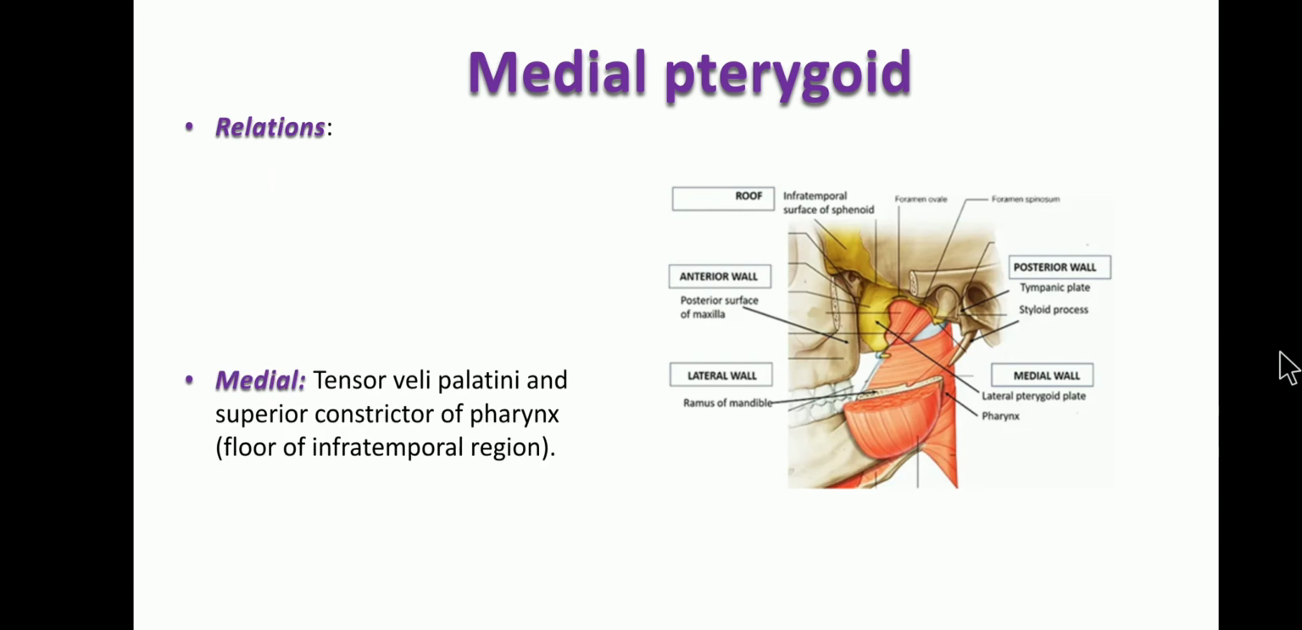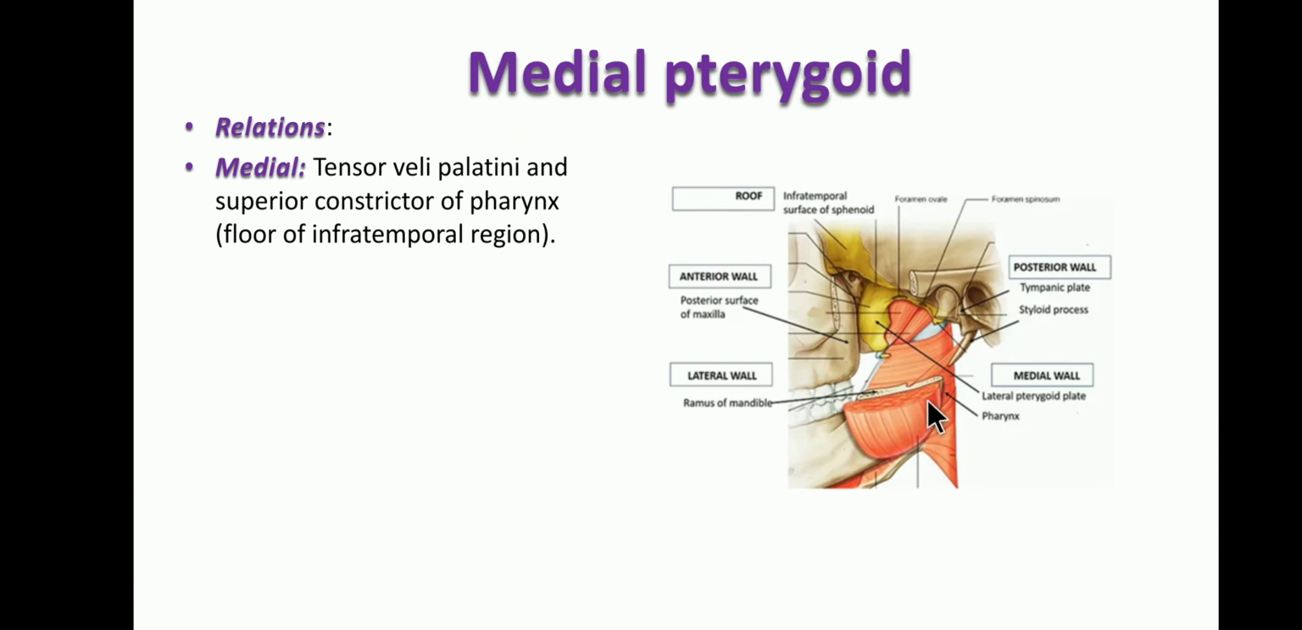First, the medial or deep relations. That is the lateral pterygoid plate. Deep to the lateral pterygoid plate, you are mainly able to see the tensor veli palatini muscle and the lateral wall of the pharynx. The superior constrictor you can see here on the lateral wall of the pharynx, which forms the floor of the infratemporal region.